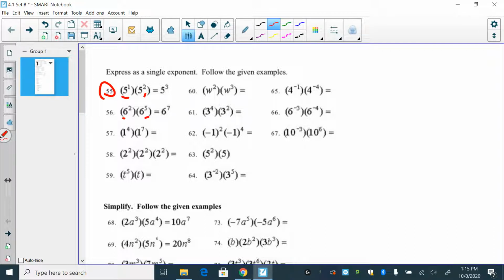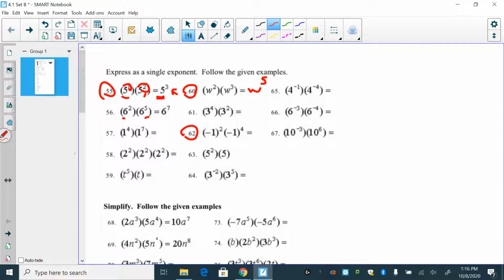So you've got 5 to the exponent of 1 multiplied with 5 to the exponent of 2. So keep the same base, 5, and then add the exponents. So 1 plus 2 equals 3. So that's all you keep doing with all of these. So for example, if we have 60, W is the base. So I'm just going to write it right now. And I've got 2 and a 3. So I'm just going to add 2 plus 3. So it's W to the exponent of 5.